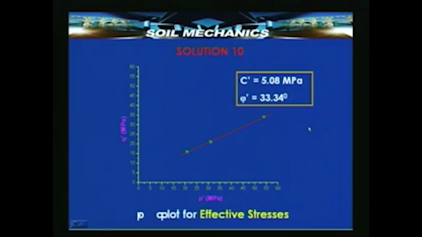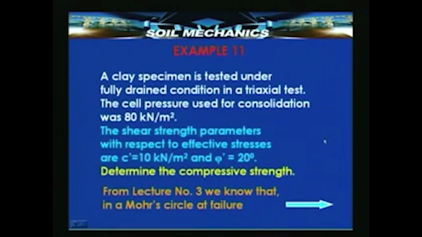So, this is the utility of the PQ plot. There is a lot of advantage in drawing a straight line through the test points than in plotting more circles and drawing a common tangent. Now, let us see one more example of triaxial testing.